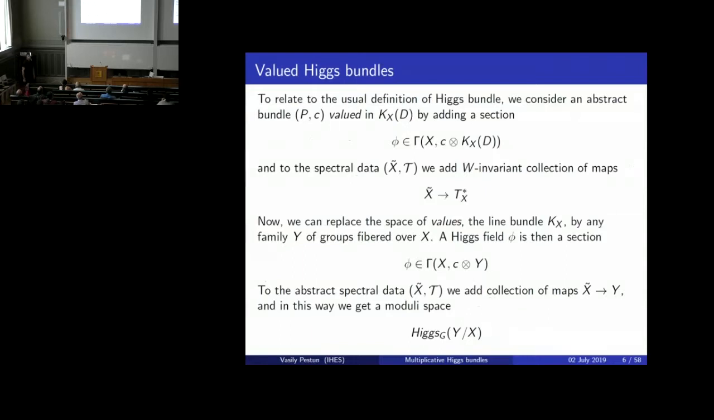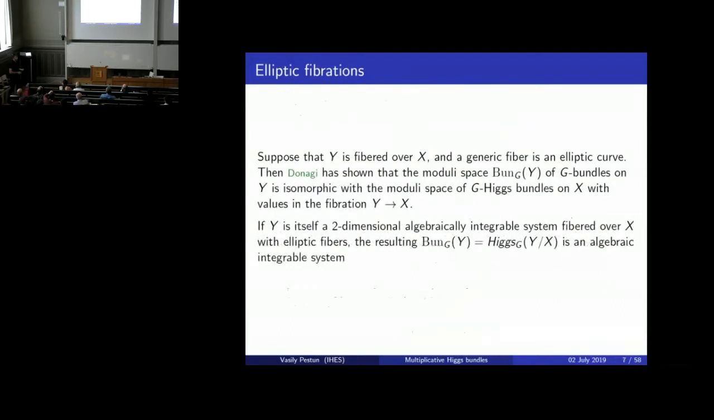So, taking this construction, we can consider different values, not necessarily the line bundle K_X. We can replace that line bundle by a family, let's say Y, of groups fibered over X. And then a Higgs field phi could be taken as a section of C tensor Y. Then similarly, the spectral data can be deformed and modified by a collection of maps from X tilde to Y. And in this way, you get a moduli space that we can denote Higgs bundles, G-Higgs bundles of Y over X, where Y is not now T star of X, but more generally could be taken with more general group values.